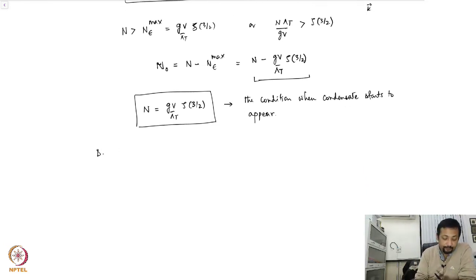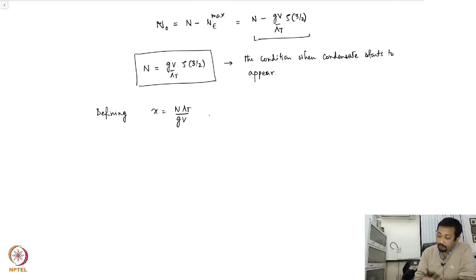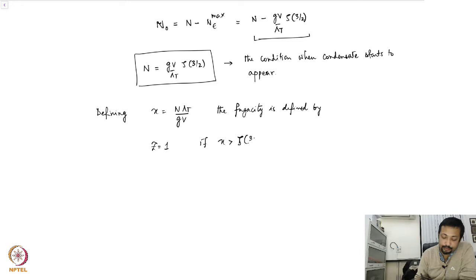So defining x equal to n lambda t over gv, the fugacity is defined by z is equal to 1 if x is greater than zeta of 3/2, and the solution of x is equal to f 3/2 of z otherwise.